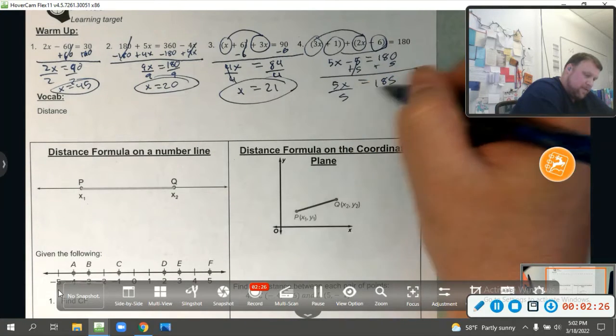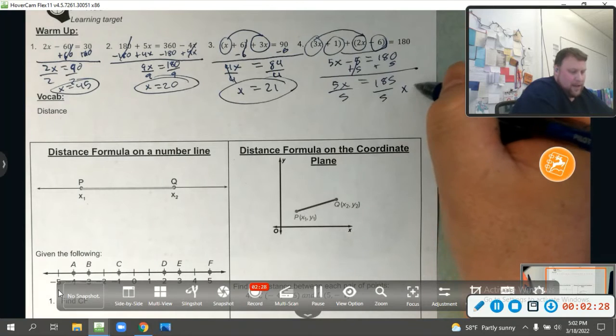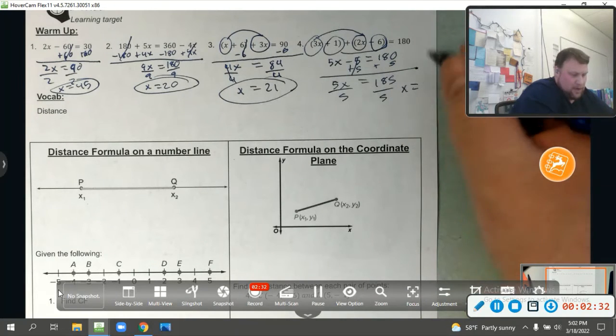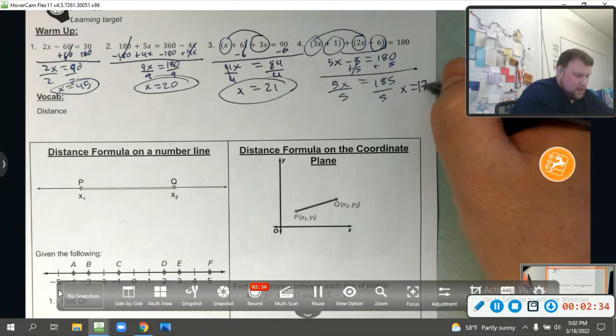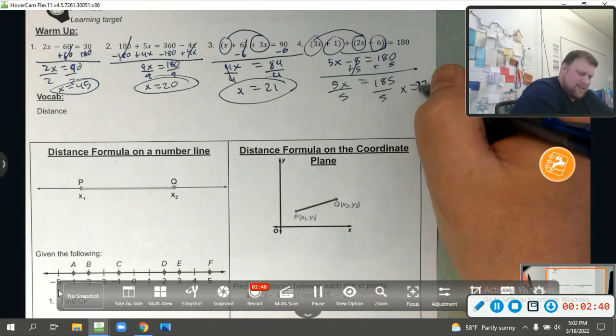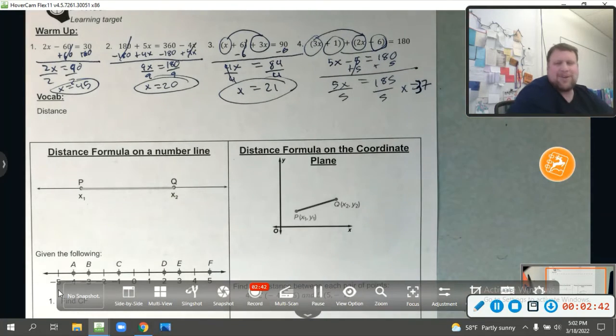Divide both sides by 5. And we get that x equals what? Goes into 18 3 times, 35 7 times. So 17. That sounds pretty good. No, 37. What am I thinking? It goes in there 3 times, not 1 time. 37.